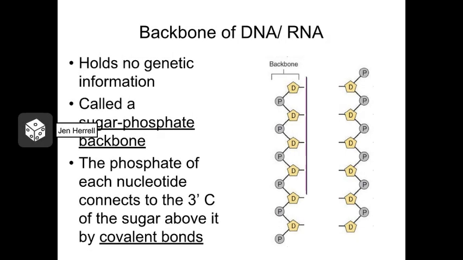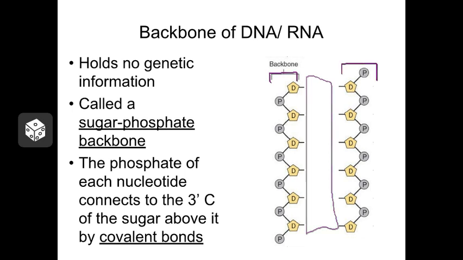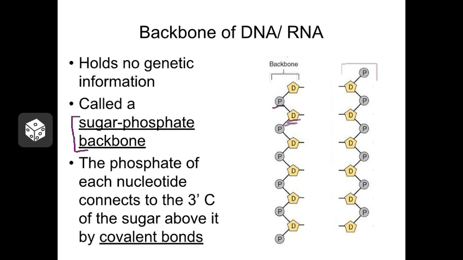If we remove the bases from a diagram of DNA, it's easier to see the 2 backbones. Here we have the backbone of one strand, and here we have the backbone of the other strand. Now this backbone consists of the sugars, and this D stands for deoxyribose in this case since it's DNA, and phosphates. So sometimes collectively this structure is referred to as a sugar-phosphate backbone.